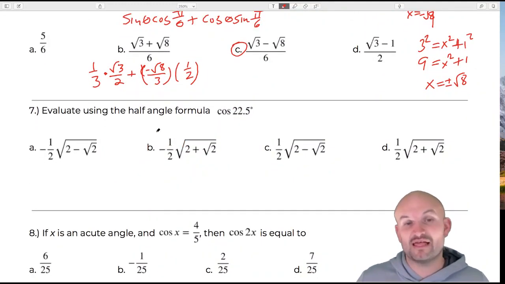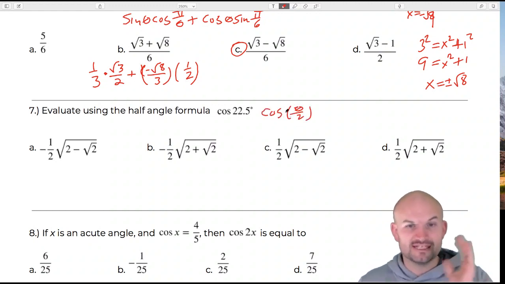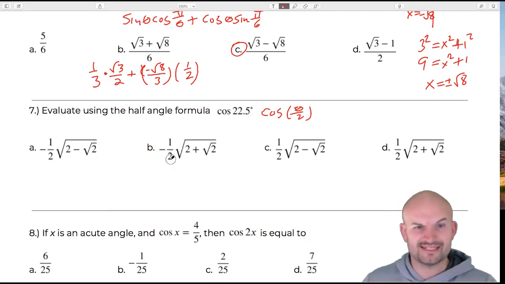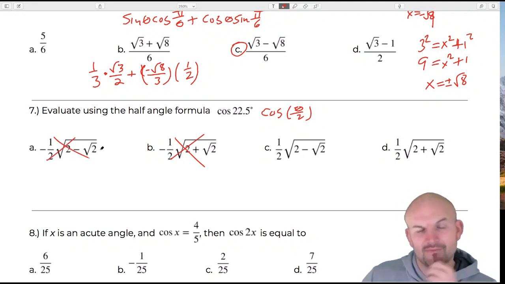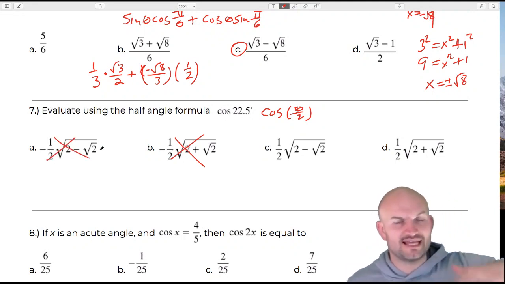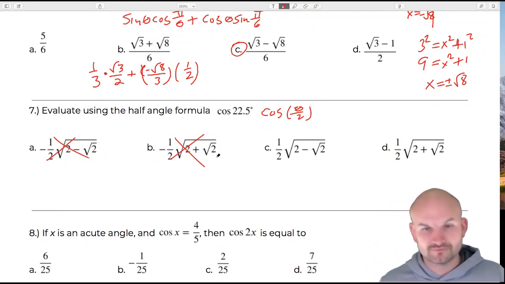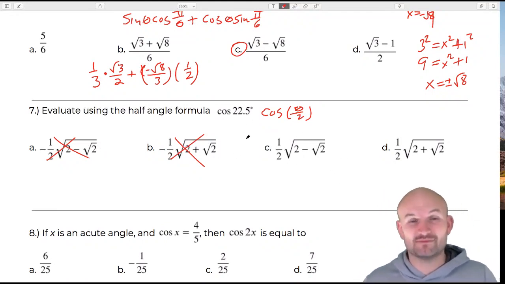The next one is evaluating the half angle formula. In this case, if I'm going to use the half angle formula, then I have cosine of theta divided by 2. That is my half angle. My half angle is in the first quadrant, since 22.5 degrees is in the first quadrant. It's not this answer, and it's not that answer. In that other example, since the half angle was in the second quadrant, that's why we had the negative version. But now we just need to plug this in.